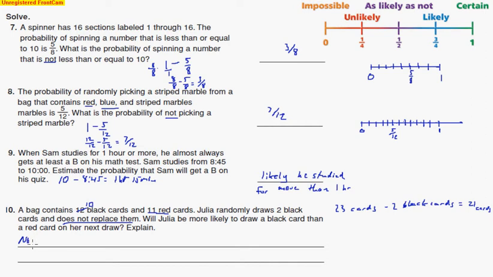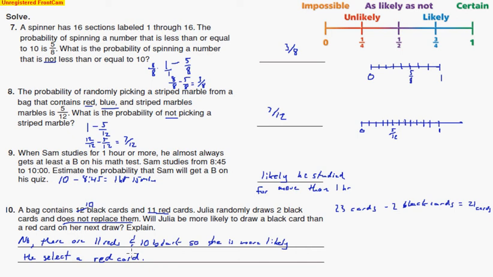No, the reason why is that there are 11 reds and 10 black. So she is more likely to select a red card. So now she's more likely to select a red card over a black because there are more reds than blacks. So those are the types of problems you'll be dealing with.